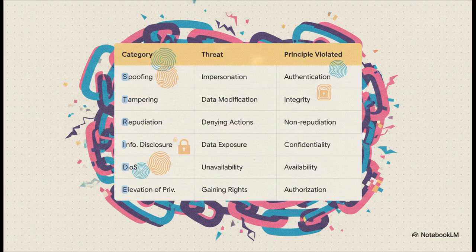Now, it's not about knowing every single attack out there, it's about having a structured way to brainstorm what could go wrong. It makes you ask questions like, hey, could a user pretend to be someone else? Could our data get messed with? Just by going through these categories during the design phase, you start spotting where those crucial security controls are missing.